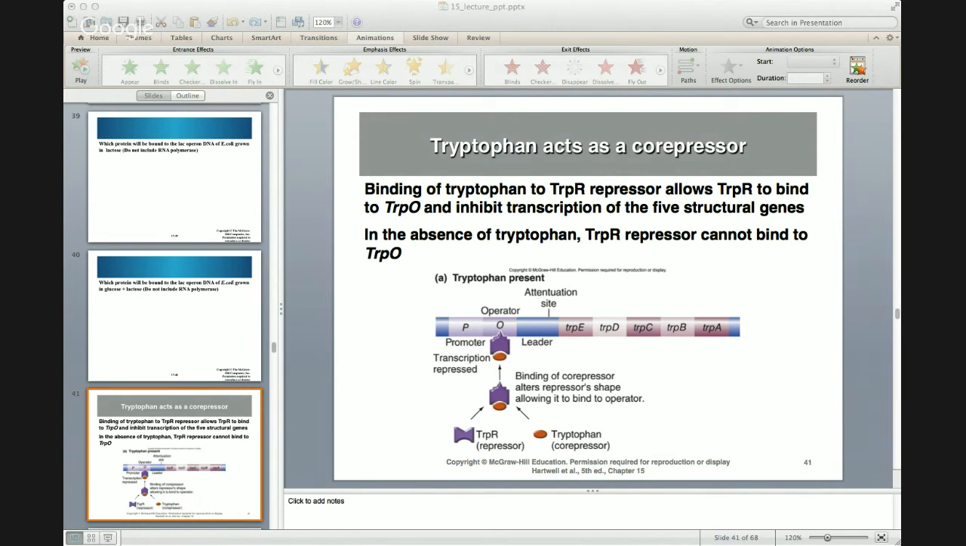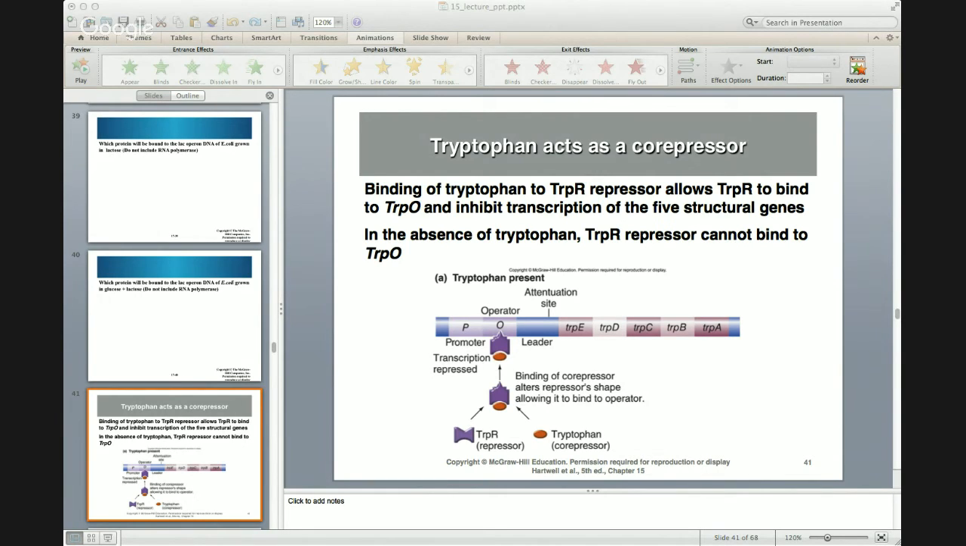Okay. So bear in mind the structure here. So here's your operator site. Similar to what happens with the lac operon, if the repressor binds to the operator, then no transcription will occur. If the repressor doesn't bind, then you have transcription occurring. Okay, so it says if the repressor cannot bind, then transcription will occur. Okay, let's move on.